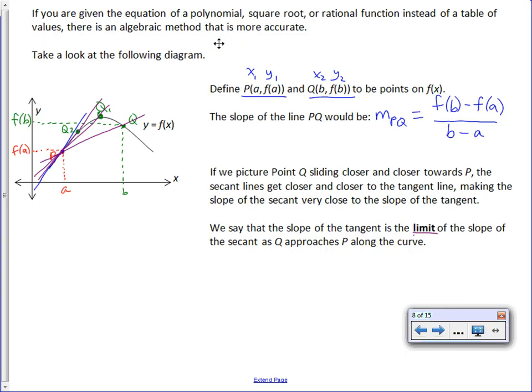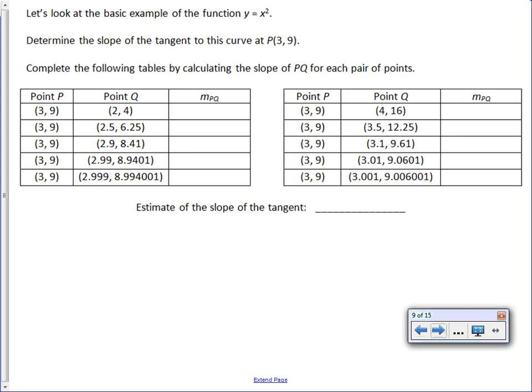Before we do it algebraically, we're actually going to do a numerical method of doing it. We're only going to do it this one time because eventually there will be an algebraic way of doing it. But let's take the example of y equals x squared. I want to find the slope of the tangent to this curve at the point 3, 9. So we're going to complete the following tables by calculating the slope of PQ for each pair of points. So notice point P is fixed as 3, 9. In the first table, point Q are all points that are to the left of 3, 9, but getting closer and closer to 3, 9.